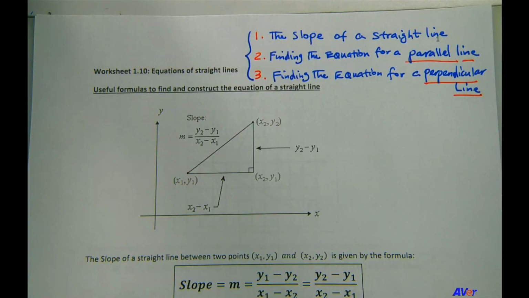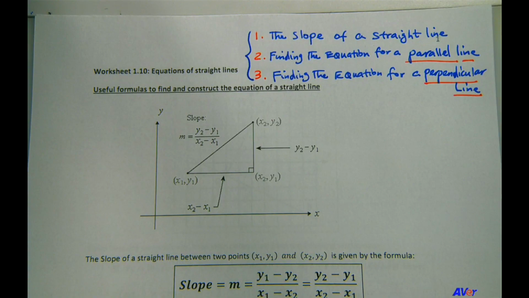Well, hello again, everyone. Welcome to our discussion of section 1.10, where we will be talking about the slope of a straight line, finding the equation for a parallel line. That is, if you have a straight line, how do you find the equation of another line that is parallel to that? And also finding the equation for a perpendicular line. So if you already have the equation of a line, how do you find the equation of another line that is perpendicular to the current one?